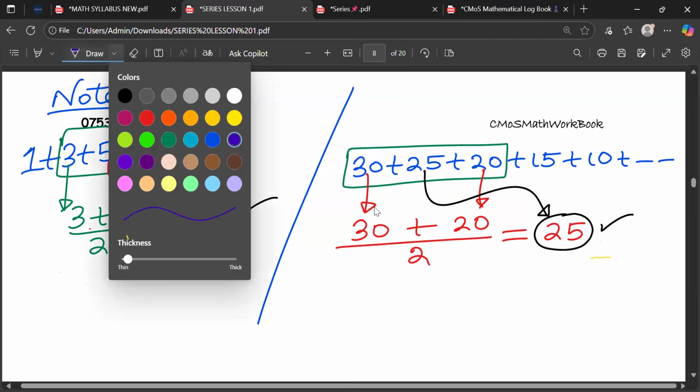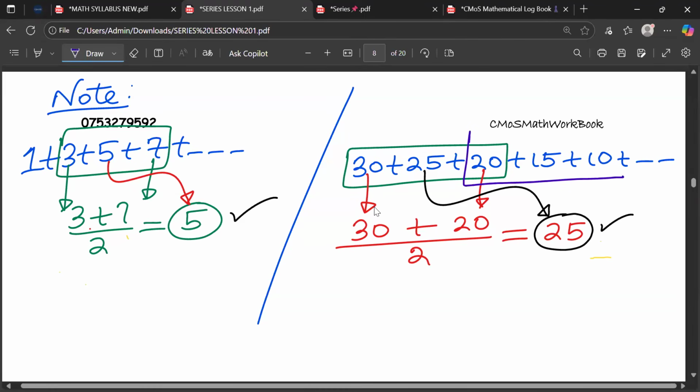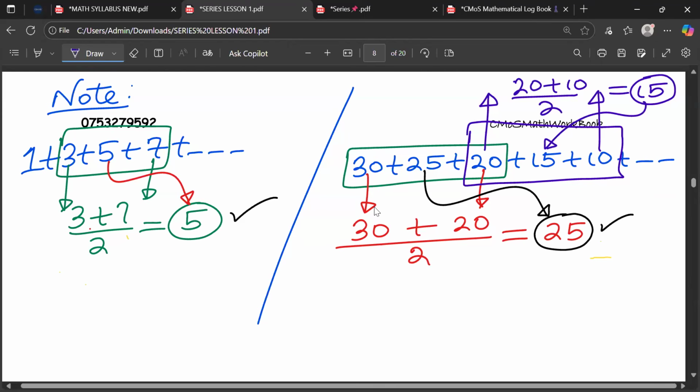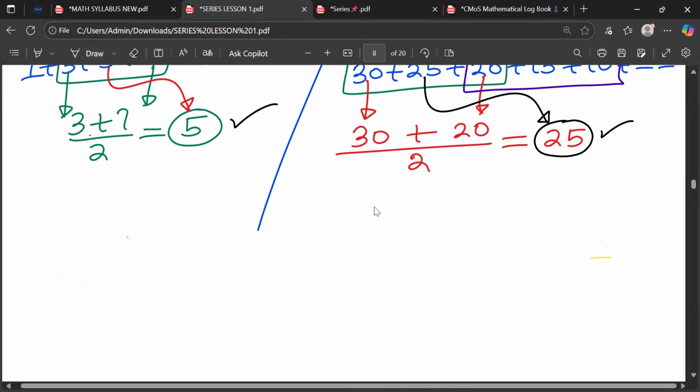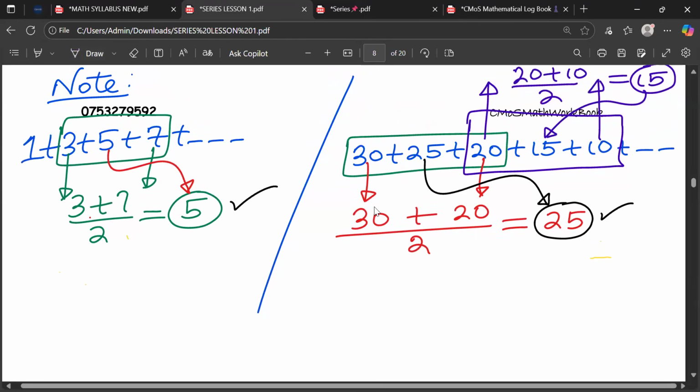You can even choose this. You may say, why are you choosing those? You choose those ones and pick this 20 and this 10. Divide by 2. You get 15, which is here. What do you realize? Anyone good at English to make a statement out of that?